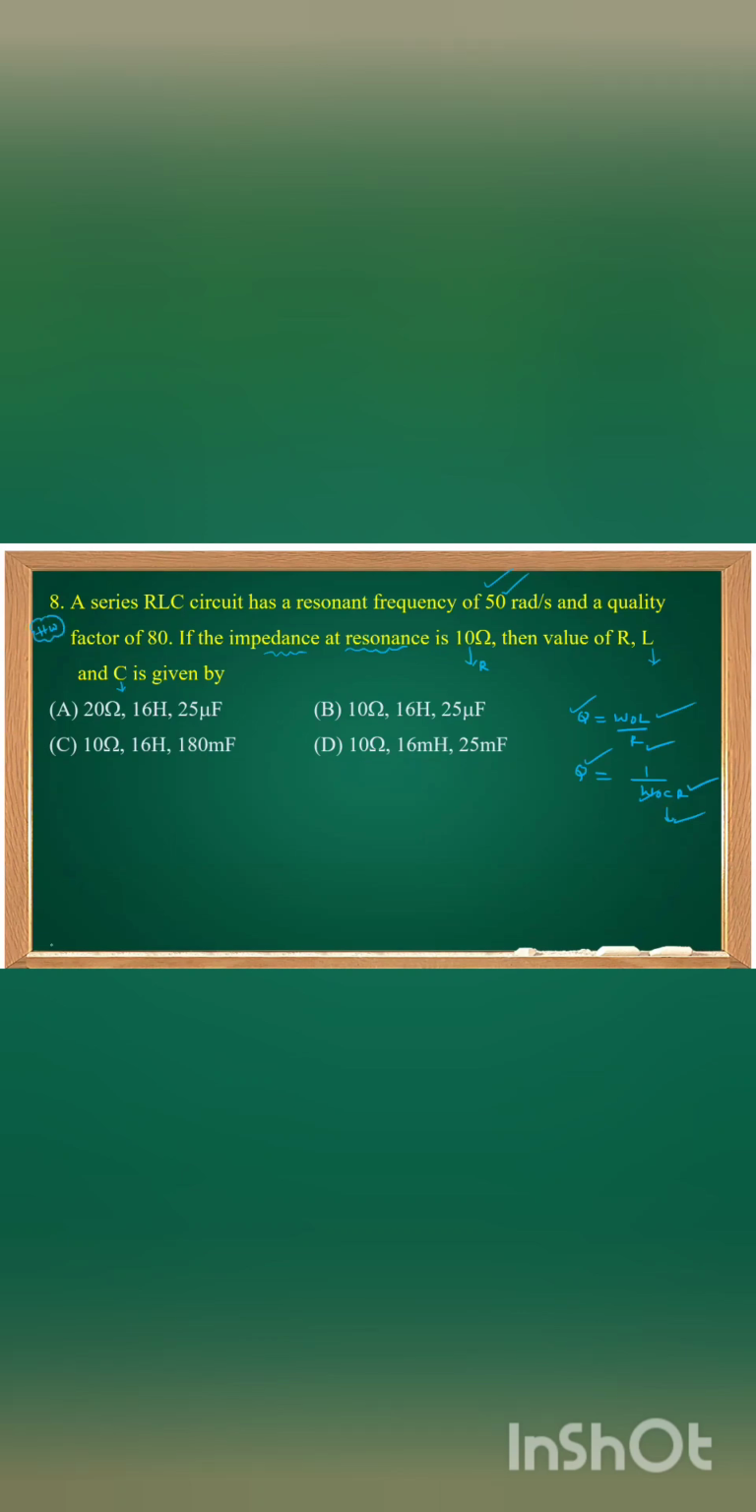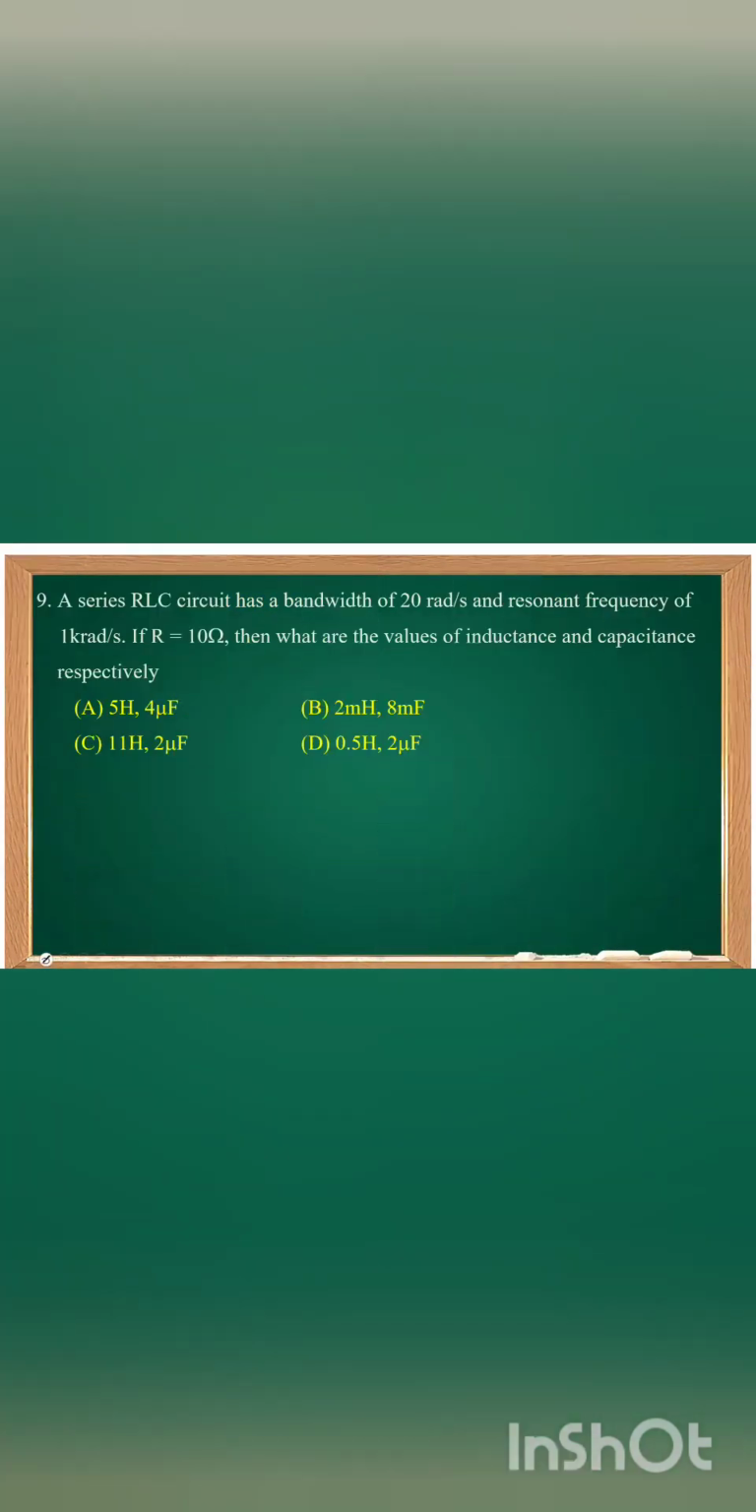Practicing the questions is important in network theory. A series RLC circuit has a bandwidth of 20 radians per second and a resonance frequency of 1 kiloradians per second. If R equal to 10 ohms, then what are the values of inductance and capacitance respectively, students?